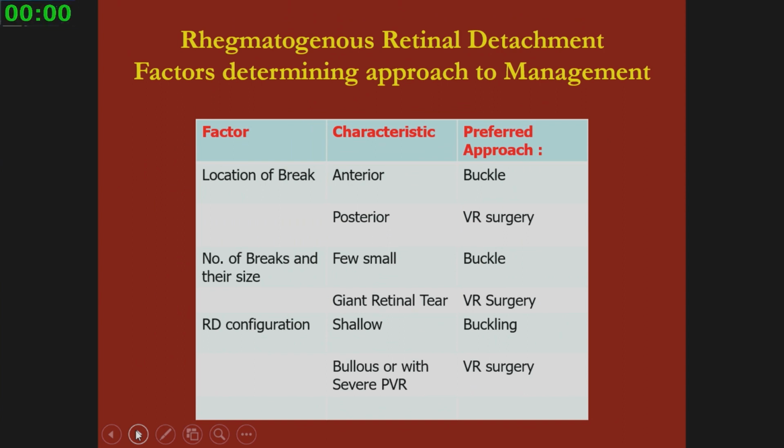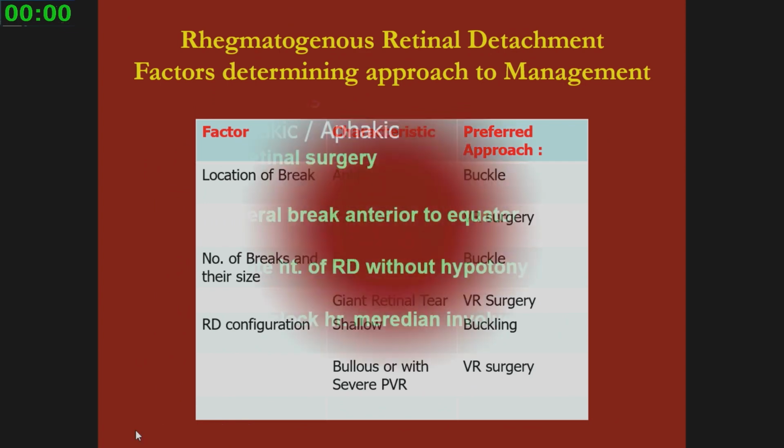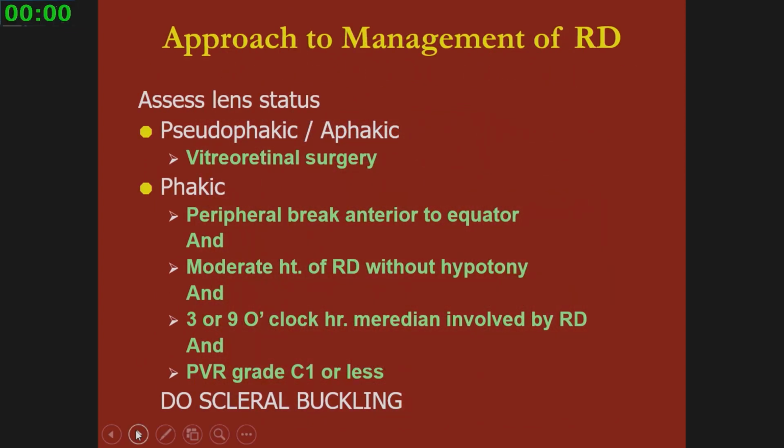Posterior break, vitreoretinal surgery. Few small breaks, buckle. Giant retinal tear, vitreoretinal surgery. Shallow RD, a buckling is good. Very bullous RD or very severe PVR, conditions where it will be more difficult to do a buckling, VR surgery. Assess the lens status. If the patient is pseudophakic or aphakic, VR surgery is easy.